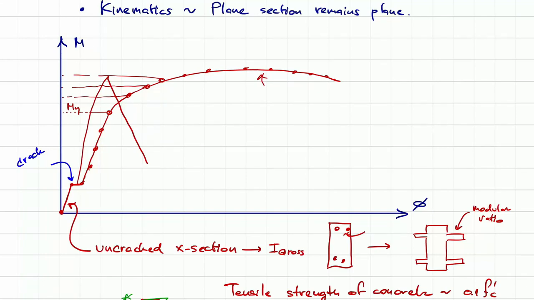Yes? The line where the concrete cracks, is it the top fiber of the concrete cracking? Cracking, that means the bottom part under tension, the part under tension. No, I mean, the drop? Yeah, yeah, this is compression control failure. That means the top fiber crushes. Yeah, concrete crushing.